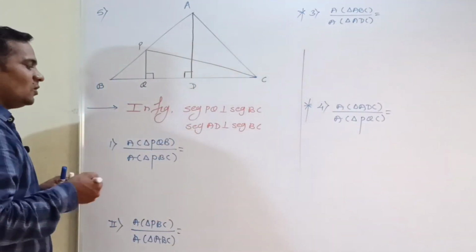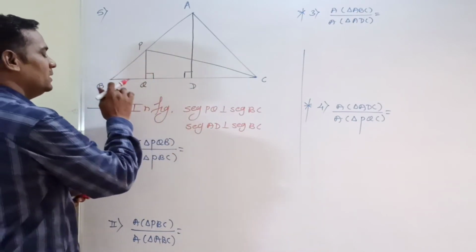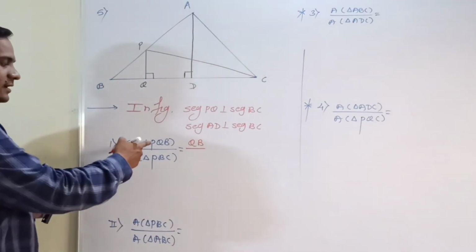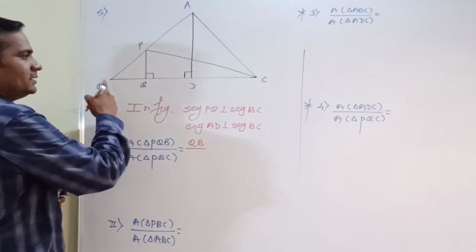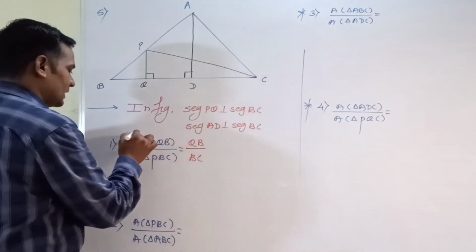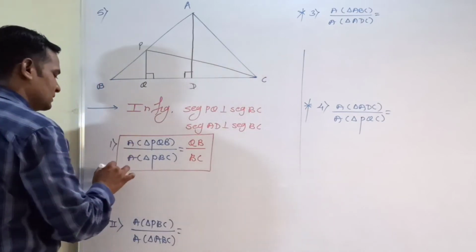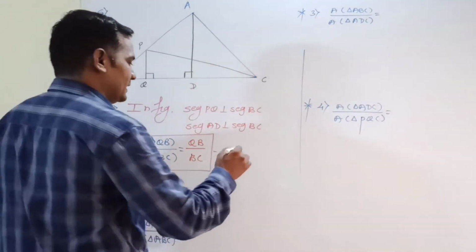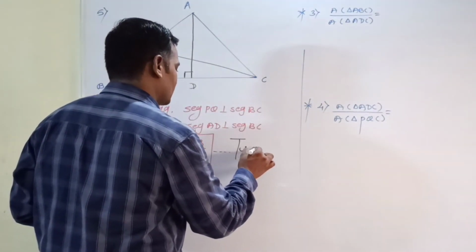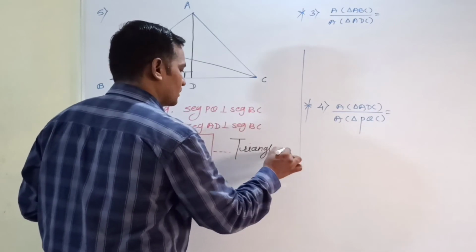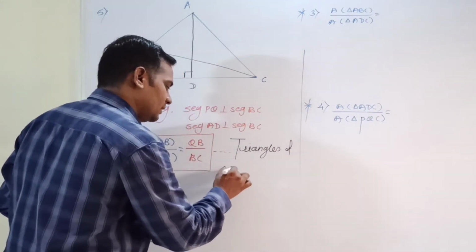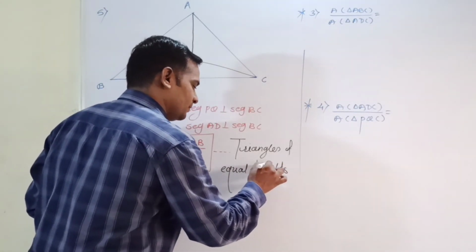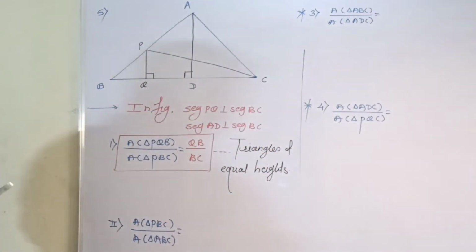So which is the base of the PQB? Segment QB is the base of the first triangle PQB, and segment BC is the base of the second triangle. In this way you can directly write the answer, but the reason is very important, and we will write that reason this way: triangles of equal heights. Just write down this one, and this much is enough.